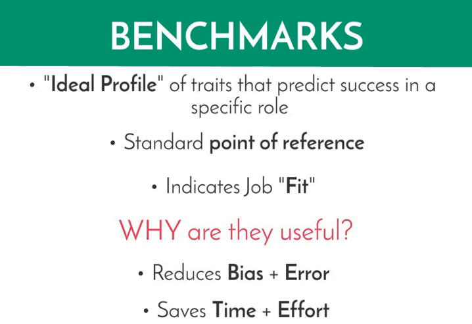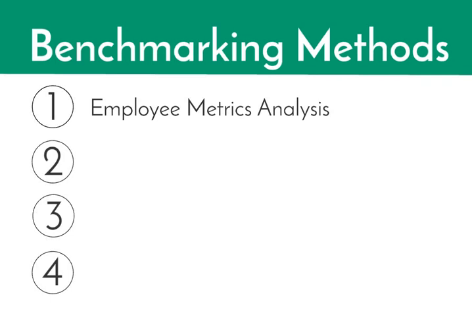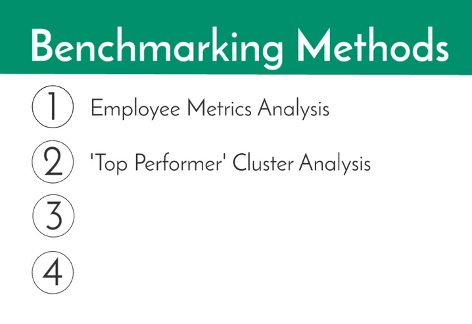where it matters most. Now, before jumping into how to interpret benchmark reports, it can be helpful to understand where those benchmarks come from. And there are a few different methods that we can use. The first involves assessing current employees and correlating these results with employee metrics to see which traits have the greatest direct impact on performance. The second involves nominating top performers to see what traits they have in common. Another option here is to assess and compare both your high and low performers.